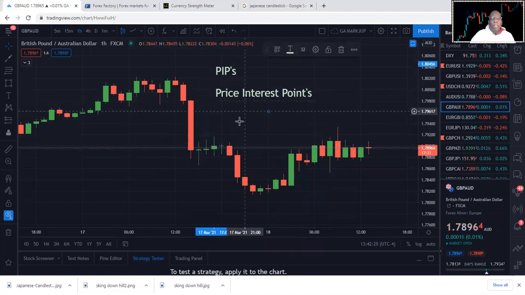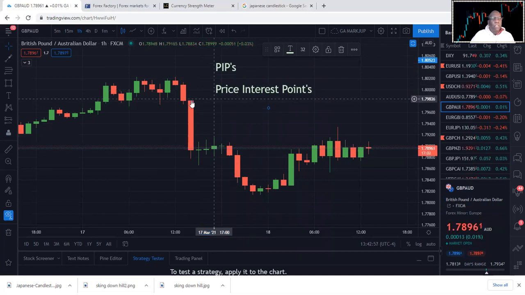Okay, price interest points, it measures the market. So it measures the market like we would measure inches in yards. So if we were measuring from here to here, we would say, hey, that's about 3 inches. Okay, that's like a 1/4 of an inch. That's how we measure in our world. In the finance world, they measure in inches. If you were talking in the mortgage world or the stock world, they measure in points. Okay, so we measure in pips.